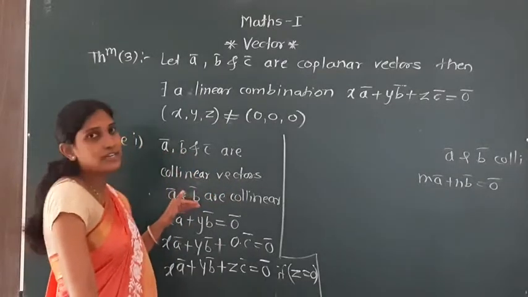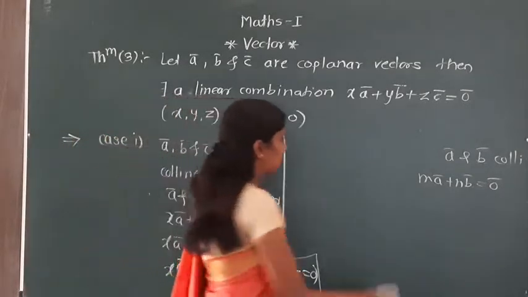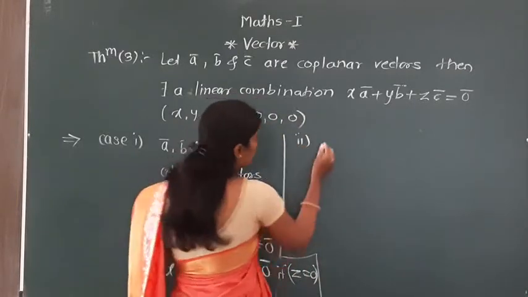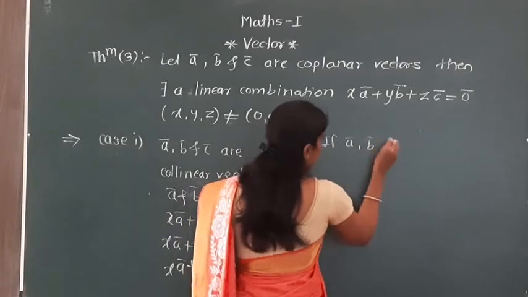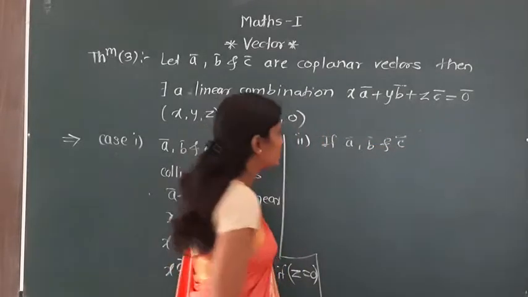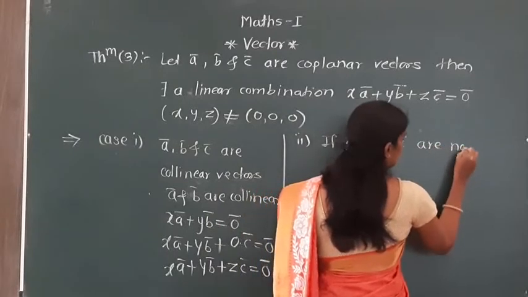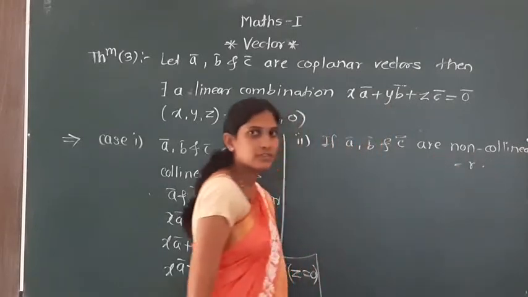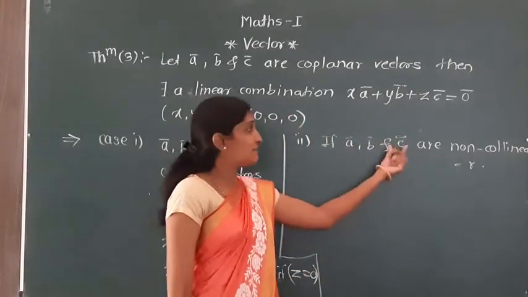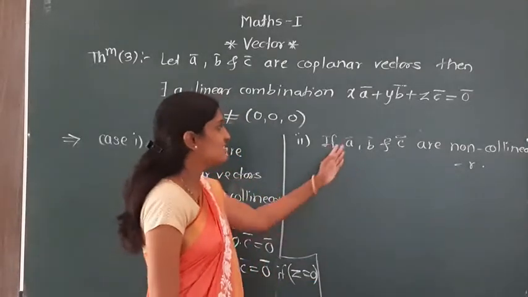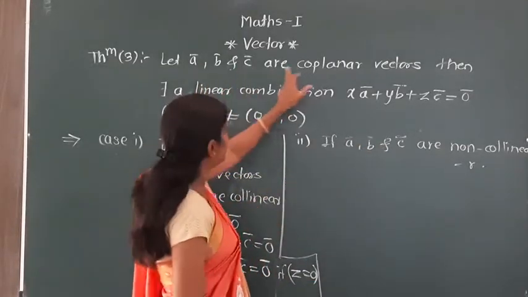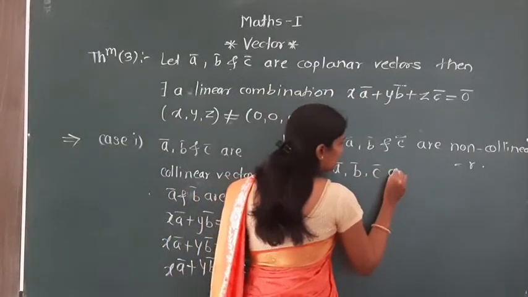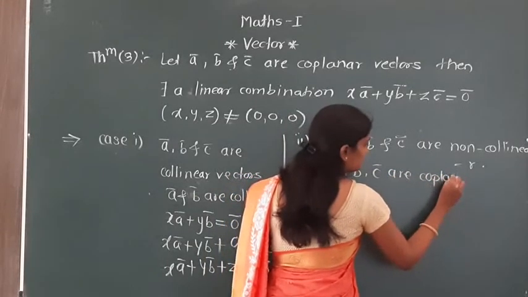Now if a bar, b bar, c bar are non-collinear vectors. Second case. If a bar, b bar and c bar are non-collinear vectors, then they are coplanar. A bar, B bar, C bar are coplanar.